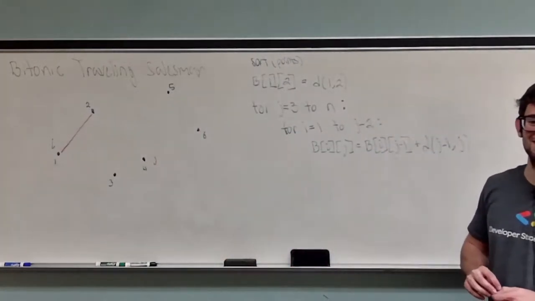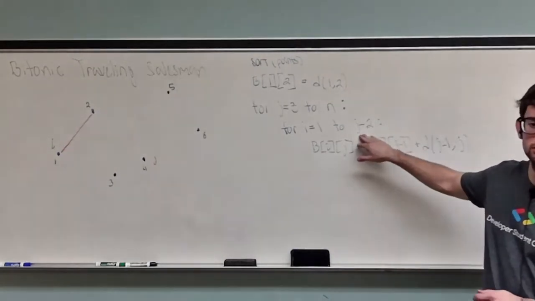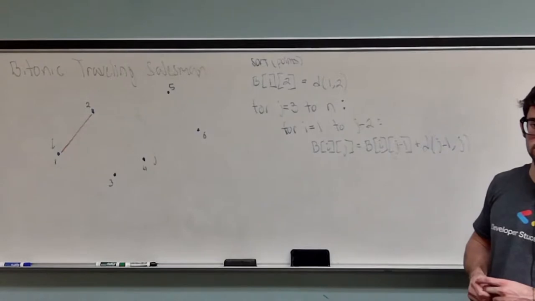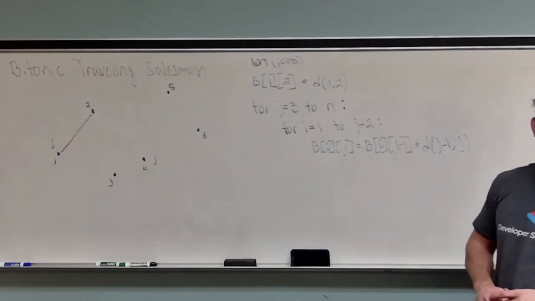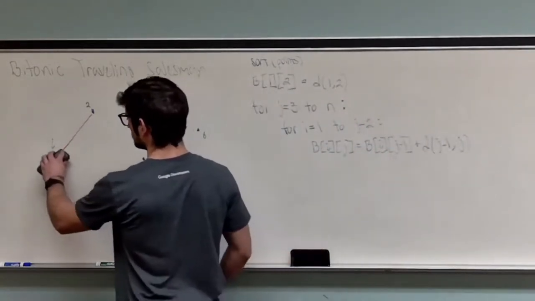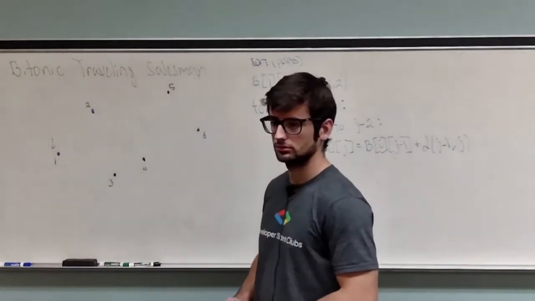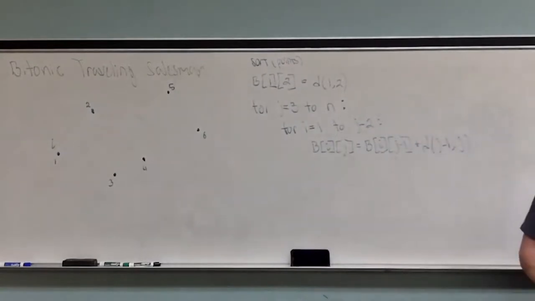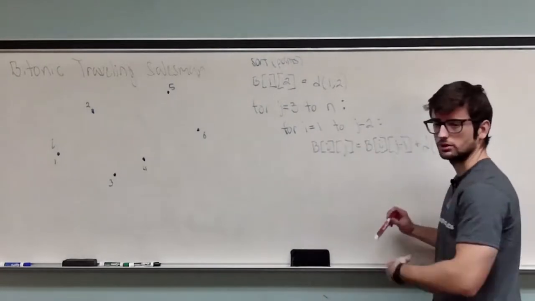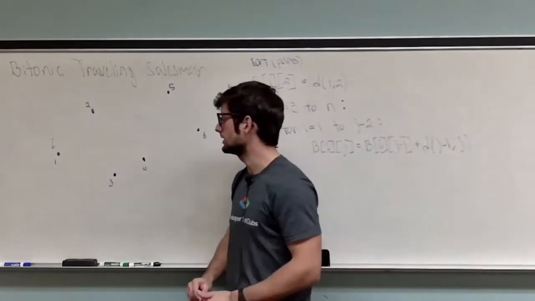No, it's fine. So I is going to start from 1, right? Yeah. And it goes to J minus 2, right? So the J is what's staying consistent, and then the I is going to start from 1. Not until J reaches the end, but until I reaches J minus 2. Yeah, but then that cycle will keep going until J reaches the end, exactly.